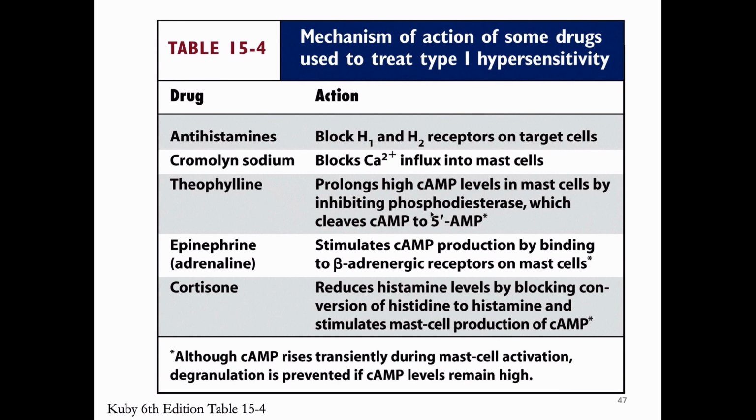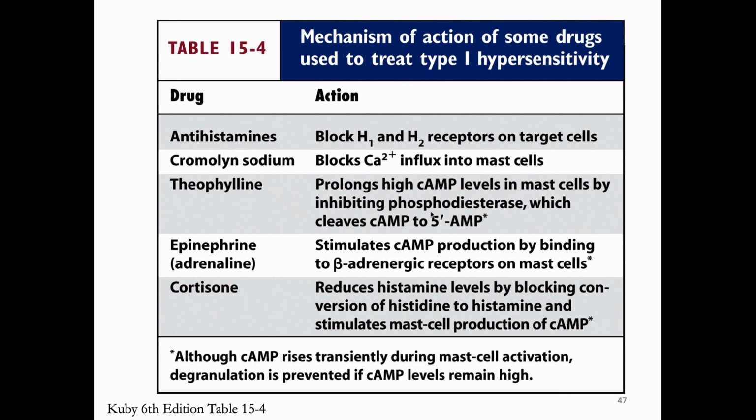Adrenaline, also known as epinephrine, is being used particularly for acute things like anaphylactic shock. This is the EpiPen. Here we are specifically altering a receptor on mast cells to stop mast cells from being able to degranulate. So we're blocking the beta-adrenergic receptor. We're binding beta-adrenergic, we're stimulating cAMP, and we are preventing mast cell degranulation. Prevented if cAMP levels remain high.